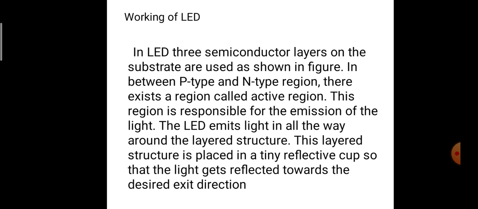In between the p-type and n-type region, there exists a region called the active region. This region is responsible for the emission of light. The LED emits light all the way around the layered structure. This layered structure is placed in a tiny reflective cup so that the light gets reflected towards the desired exit direction.